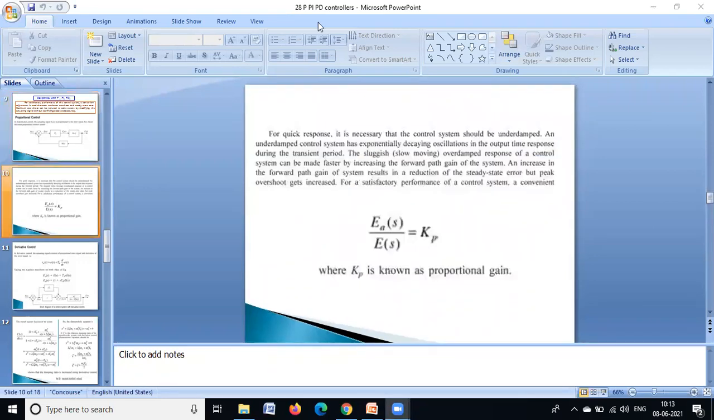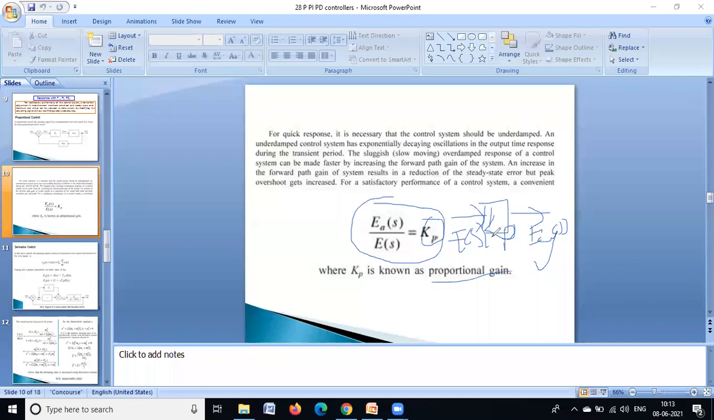Now the transfer function for this proportional controller is only a constant value. Here the input is the error signal, E of S, and the output is the actuating signal, EA of S. If I want to adjust this actuating signal, I just change this KP value, which is called the proportional gain. We can increase or decrease this KP value so that the output response can be adjusted. So here is the explanation.